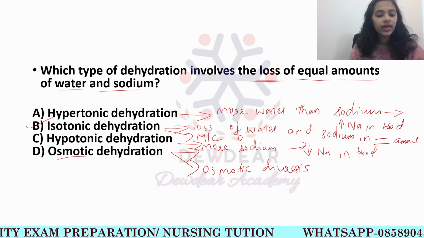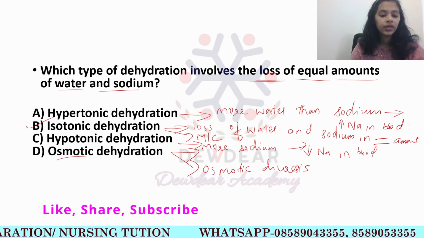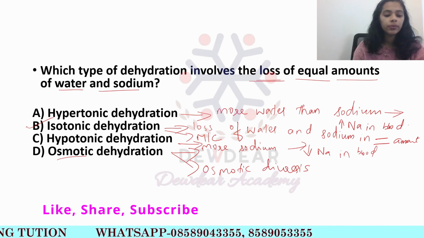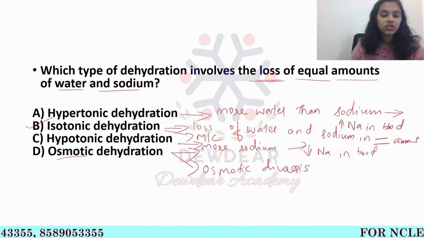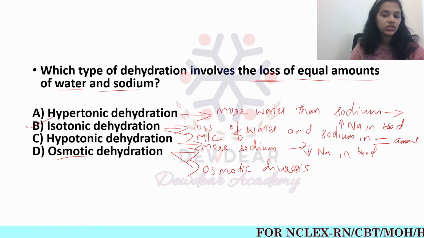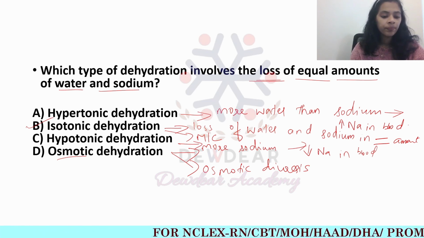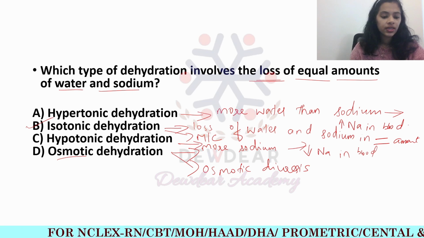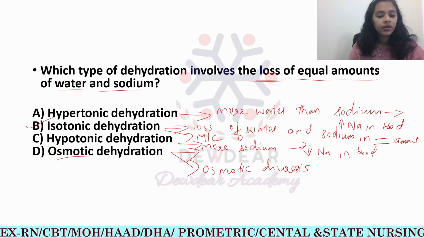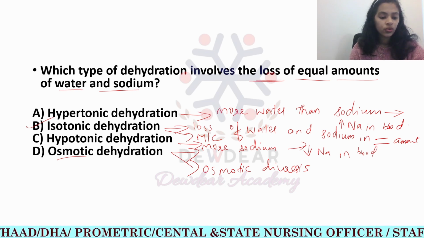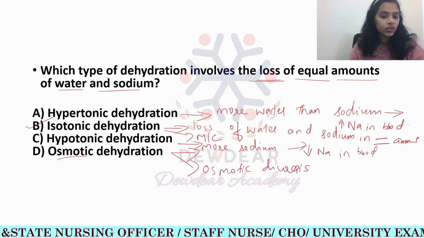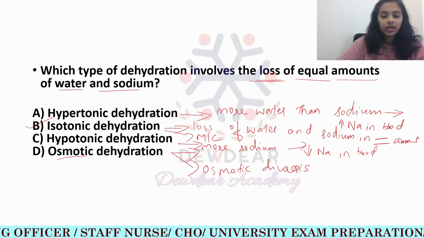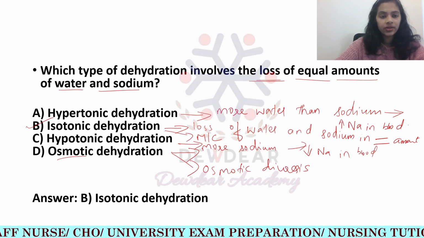Isotonic dehydration is the correct answer because there is equal loss of sodium and water, primarily affecting the extracellular fluid volume, but keeping the osmolarity of the blood stable. The osmolarity of the blood is not affected here. This is seen in conditions like gastroenteritis, which can cause significant fluid loss without a shift in the sodium levels. So option B, isotonic dehydration, is the correct answer.